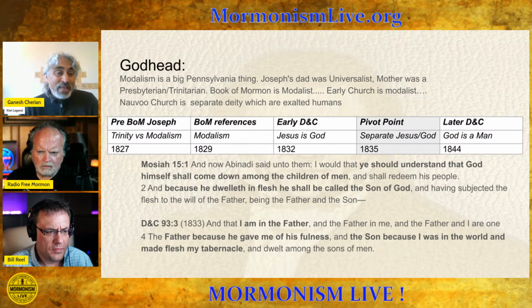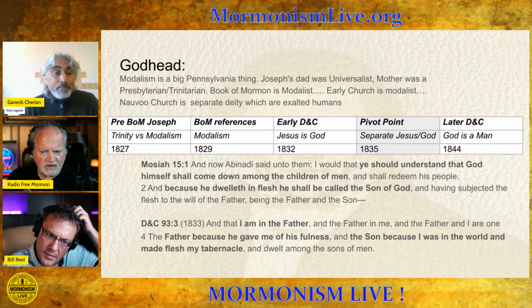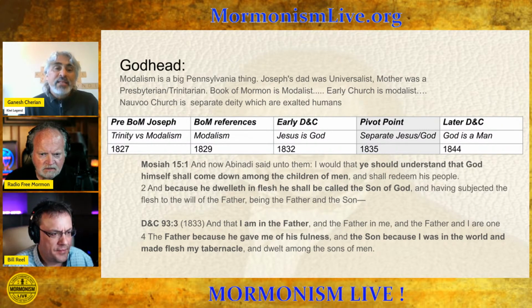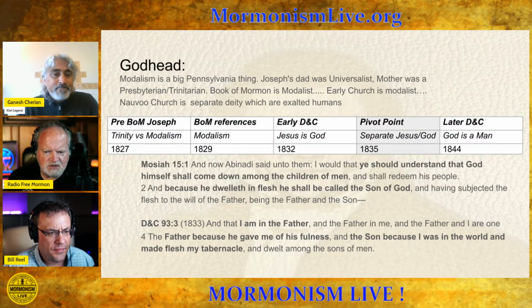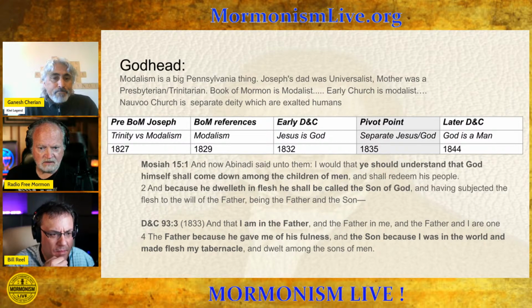And modalism probably appealed to Joseph because it harmonized, and gave maybe a middle way, where both of his parents had to compromise. But in modalism, it would be appropriate to say that Jesus is God, correct? Yes, correct. So between 1829 and 1832, the Book of Mormon and the early D&C isn't really a difference. Correct. All those first three things, pre-Book of Mormon, Book of Mormon references, early Doctrine and Covenants, all very similar.